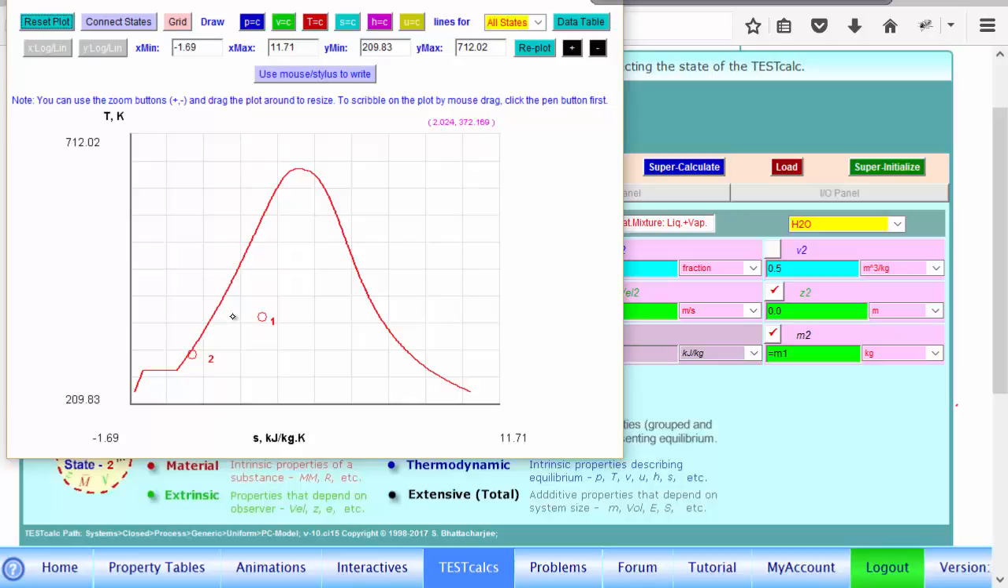1 and 2, and notice this, the specific volume remains constant. So if I click here, constant volume line, 1 and 2 must be along this line. So a TESTcalc verification not only gets your number correct, but you get a better concept that you didn't make any conceptual mistakes. State 1 and 2 have the same specific volume, and on a TS diagram, that's how it looks.